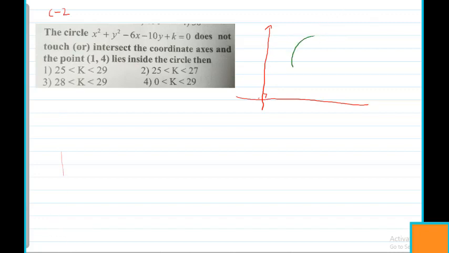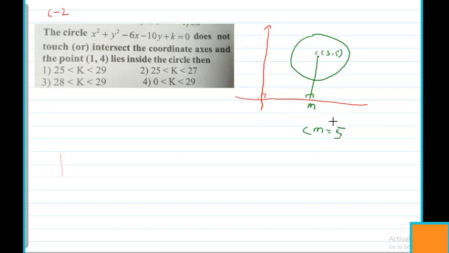So this is the circle. According to the problem, the circle does not touch and does not intersect both coordinate axes. The center coordinates are given as (3, 5). What is the meaning of the distance from C to the x-axis? I can say CM equals 5 only. The distance from C to the y-axis, that is the x-coordinate of C, is equal to 3. I can say that this is N, so CN equals 3.